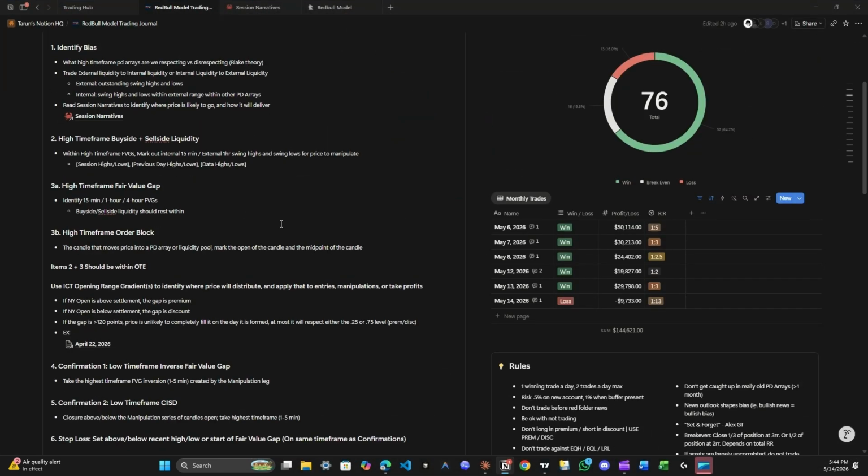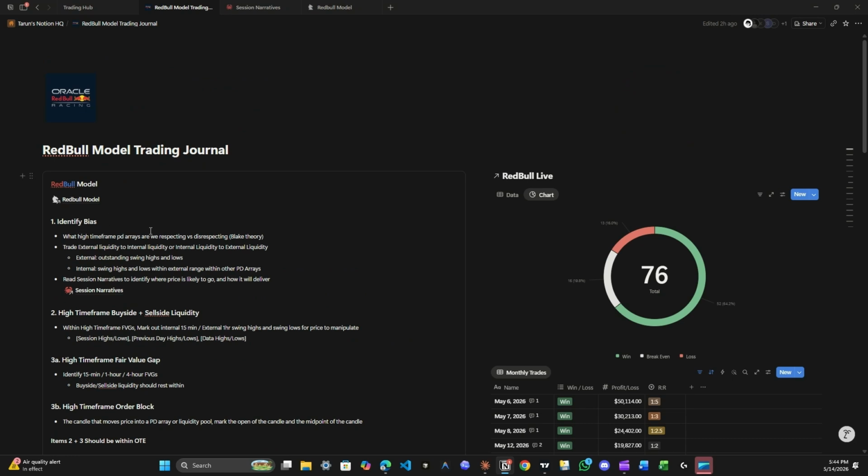Okay, so step one, what high time frame PD arrays are we respecting versus disrespecting? This is Blake theory. Essentially, it's this trader, his name is like Blake. His model defined his bias. He focuses on PD arrays like fair value gaps. Which fair value gaps are we respecting, like holding, and which fair value gaps are we disrespecting, in essence creating inverse fair value gaps out of? So if we're respecting a lot of bullish fair value gaps and creating bearish inverse fair value gaps, that means we're bullish and want to look for longs that day.